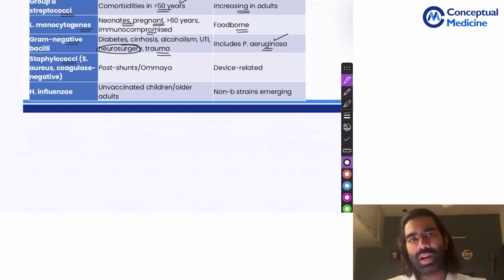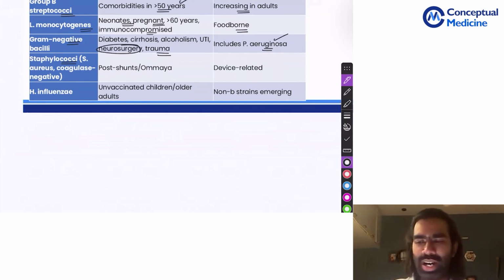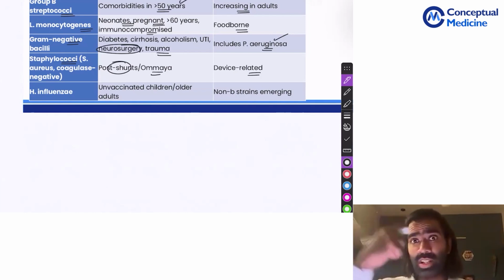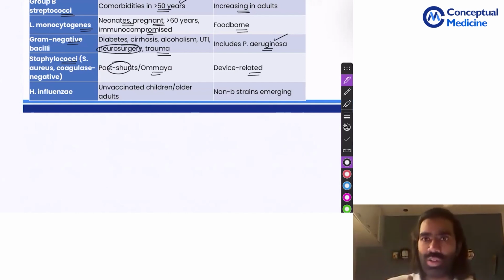Staphylococcus means it must be Staph aureus or coagulase-negative Staphylococcus, but it's generally very rare. It will usually occur after neurosurgery or trauma, and it can be due to device-related infections also, like shunts, cardiac implantable electrical devices, Ommaya device, where there is a catheter that's helpful in introducing drugs into the intrathecal space or removing CSF. So that's an Ommaya device.